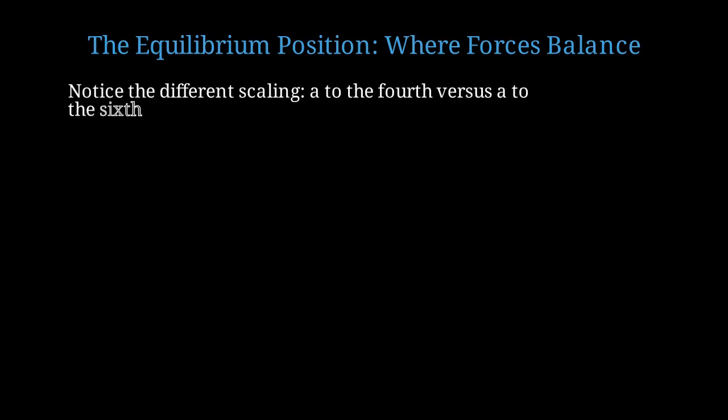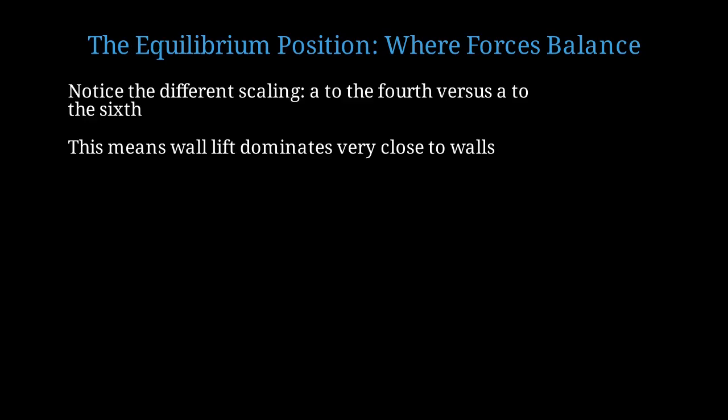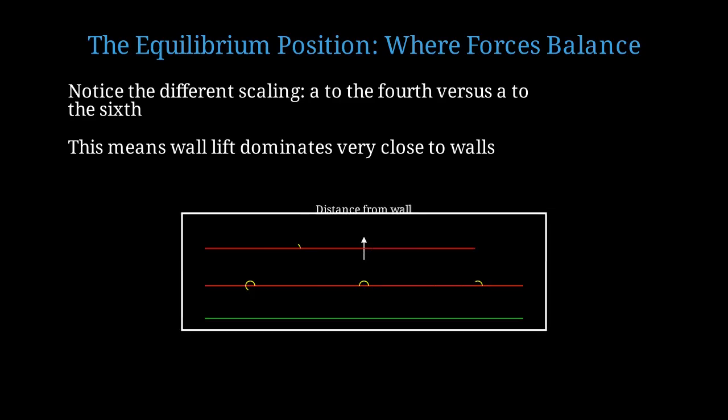So we have two opposing forces. The shear gradient pushes away from center, the wall lift pushes away from walls. Where do they balance? Here's the key insight. Notice the different scaling laws. The shear gradient goes as particle diameter to the fourth power, but wall lift goes as the sixth power. This means the wall lift force dominates when you're very close to the walls. But the shear gradient lift dominates in the channel interior. The balance between these forces creates equilibrium positions.